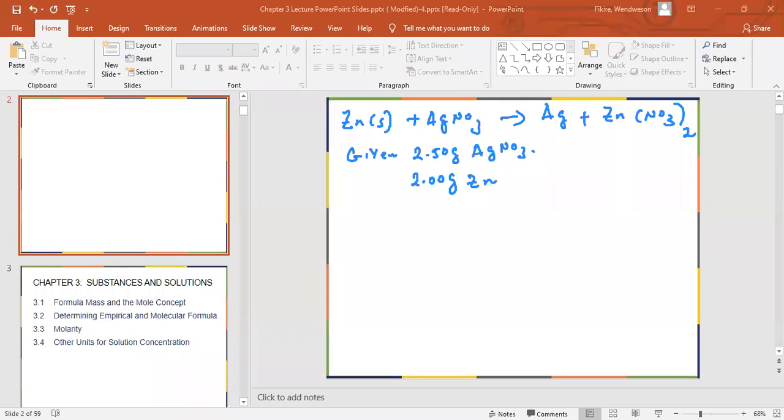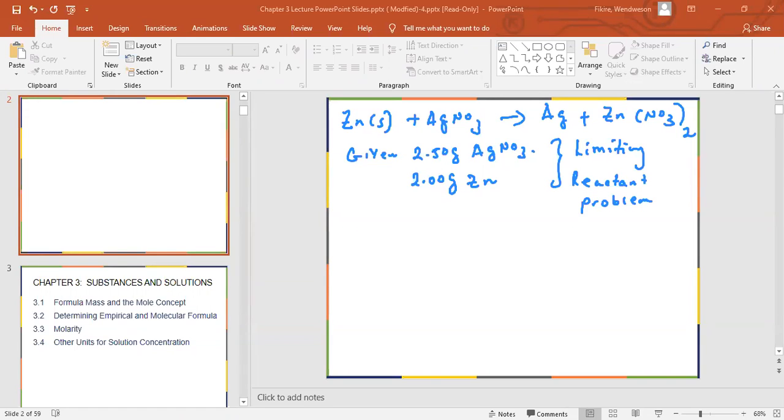Now, just by looking at the values, this is a limiting reactant problem. This is a good thing that you need to know, a limiting reactant problem. Okay, because you have two values for the reactants. One is 2.5 grams of silver nitrate, the other is 2.00 grams of zinc. So one of the reactants is limiting, the other is the excess reactant, okay?